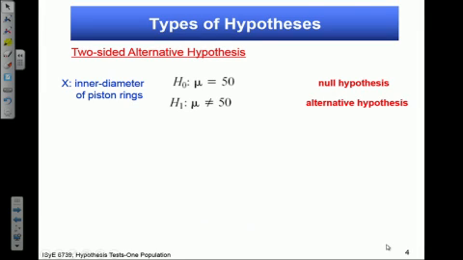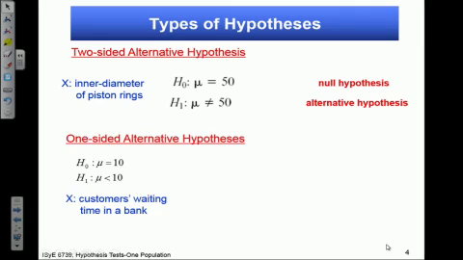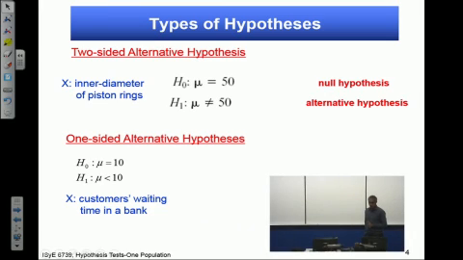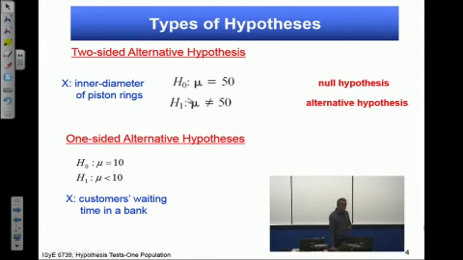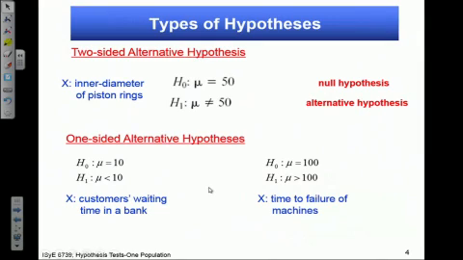Basically, we have two types of hypothesis testing. One is two-sided, the other one is one-sided. For two-sided, mu is equal to one parameter, one value, and this is called H null, and alternatively, we have mu is not equal to that number. For one-sided, we have either less than or greater than, depending on what we want to evaluate.